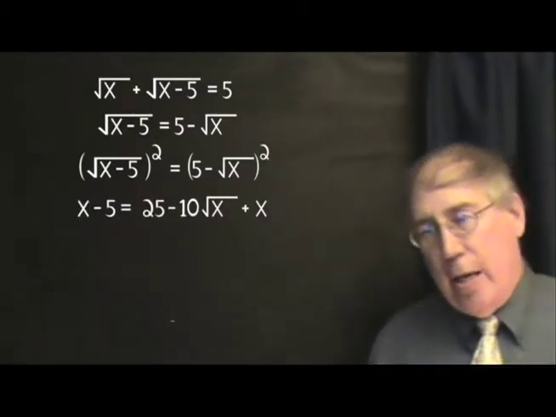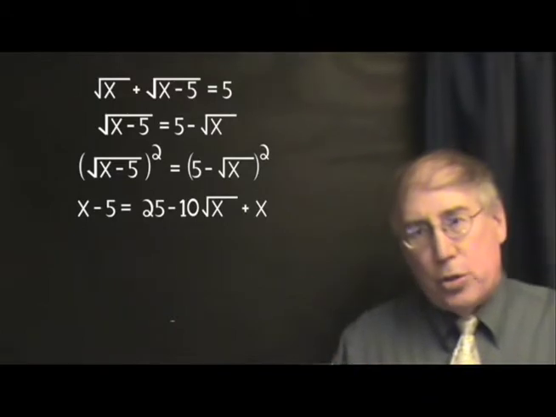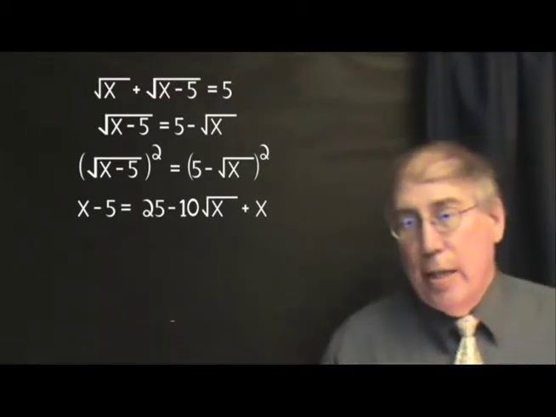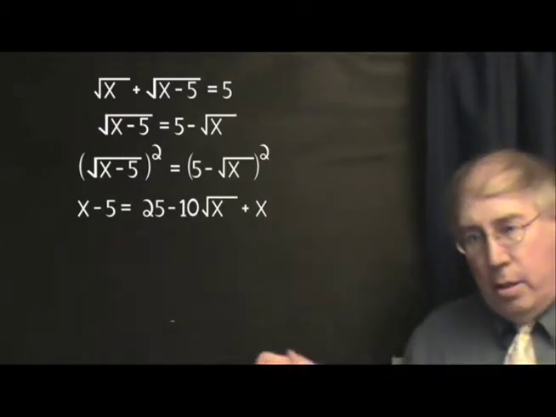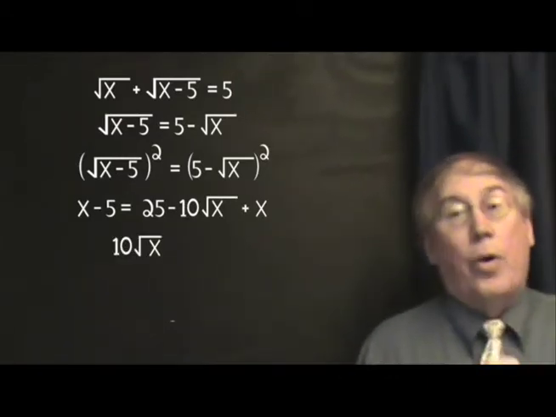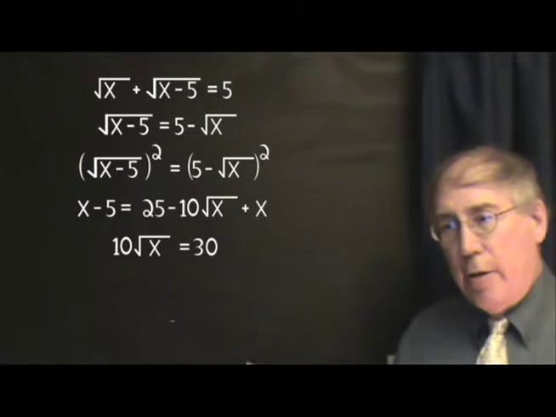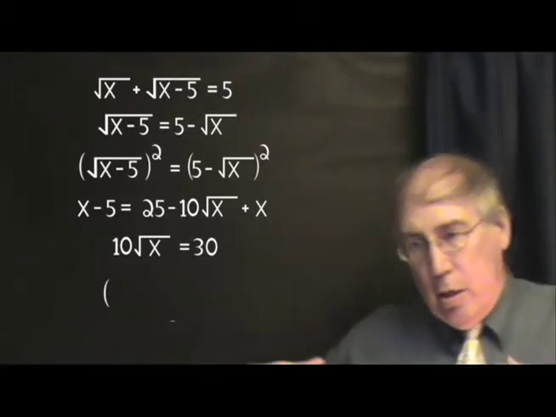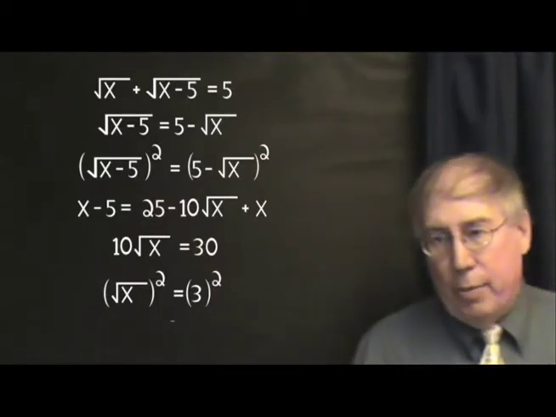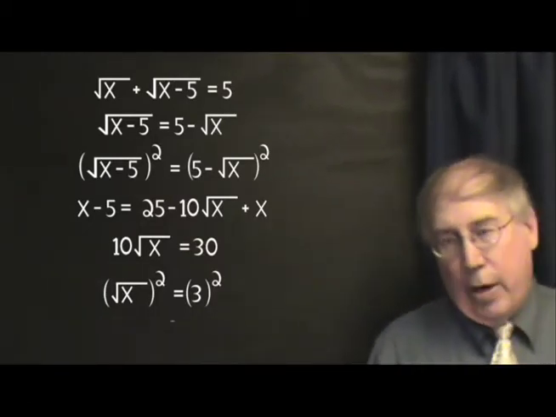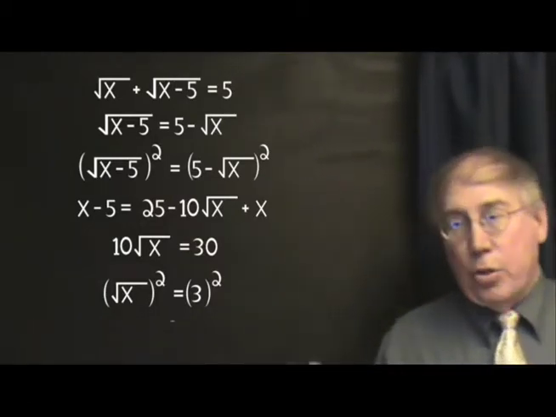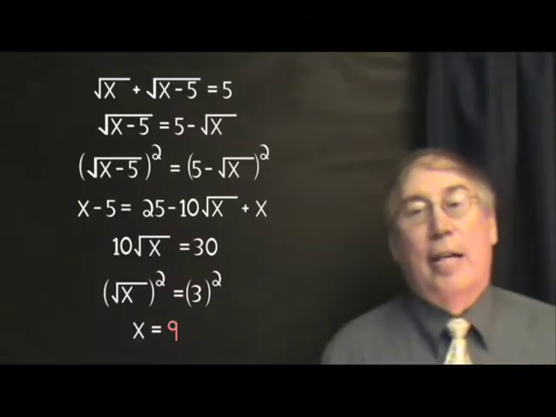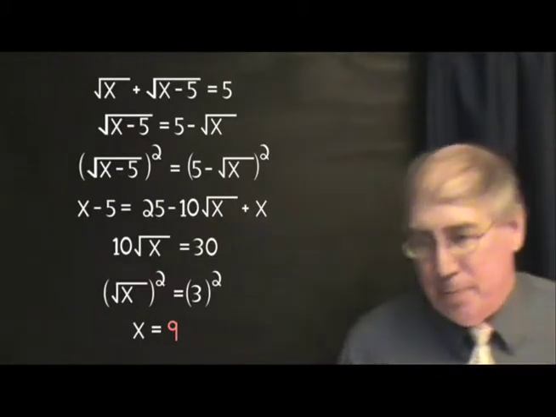But the right hand side, we're going to get 5 minus the square root of x times 5 minus the square root of x. It's like 2 binomials. And you'll use that FOIL method, and you'll get 25 minus 10 times the square root of x plus x. Now the x's will disappear, and we can add 5 to both sides, divide through by 10, square both sides, and we'll eventually get x equals 9 is our answer.